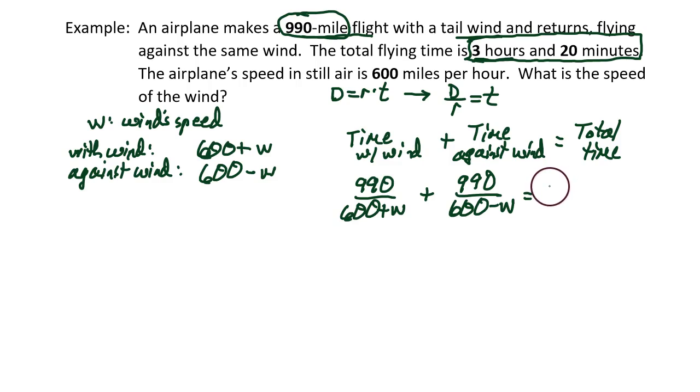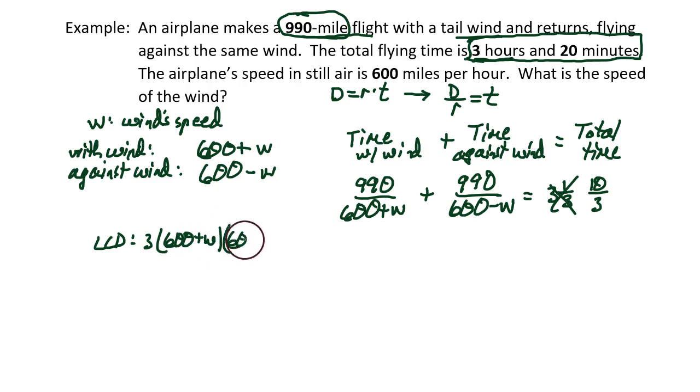3 hours and 20 minutes is equivalent to 3 1/3 hours, because the 20 minutes is a third of an hour. Because the left side of the equation has fractions, it might be helpful to change the mixed number 3 1/3 into the fraction 10/3. We have a rational equation that has variables in the denominator. The technique is to multiply all terms by the LCD. The LCD will have a 3 in it, a 600 plus w, and a 600 minus w.